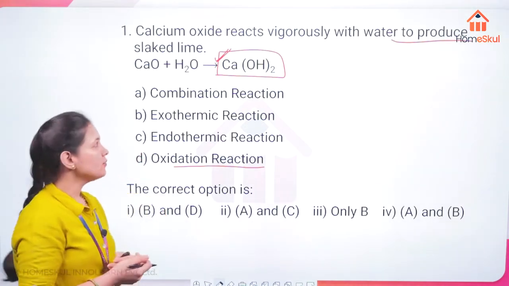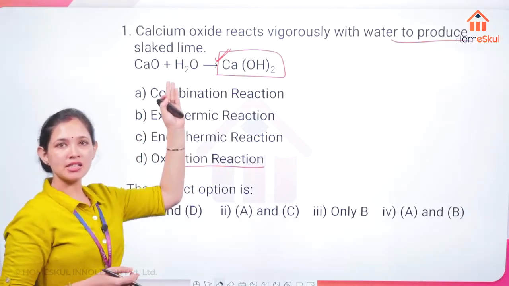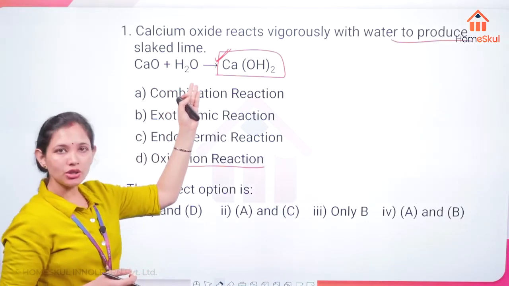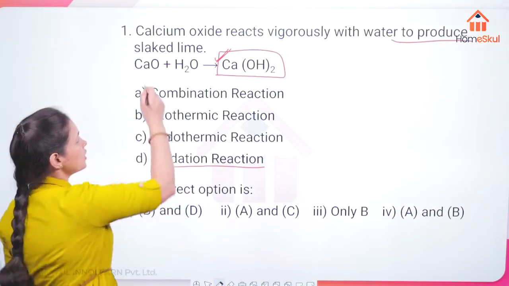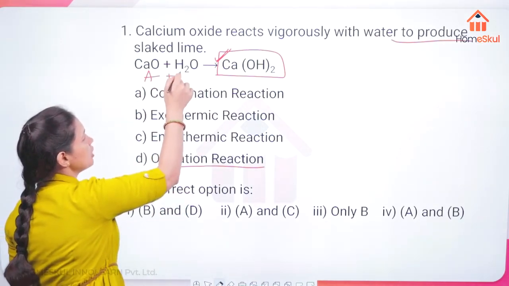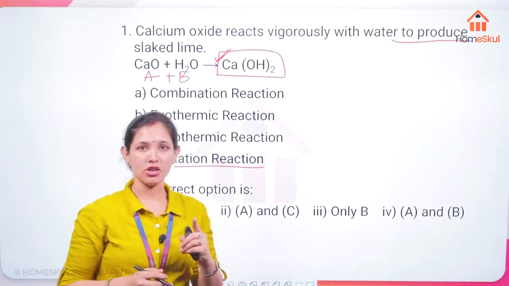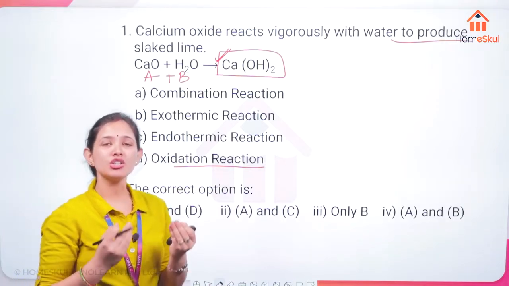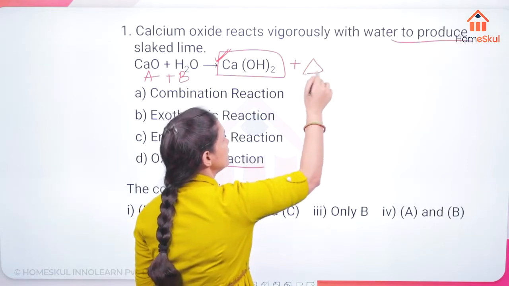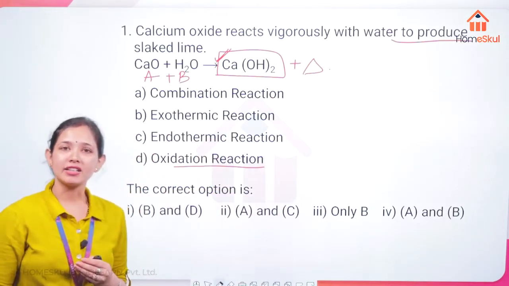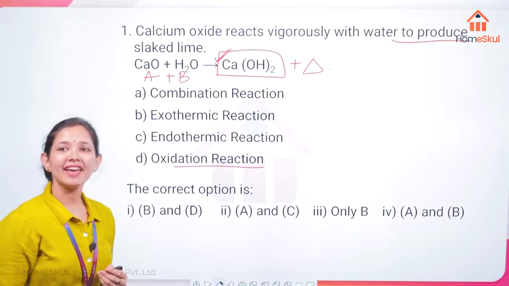Very correct. Here, you know this reaction we studied. This is the activity discussed in your book. That is your quicklime reacting with water to form the slaked lime. And we studied that when two or more reactants, A plus B, react with each other to form a single product, that is going to be a combination reaction. And we also know that there is heat released during the reaction. So for this you are going to have the correct option A and B.